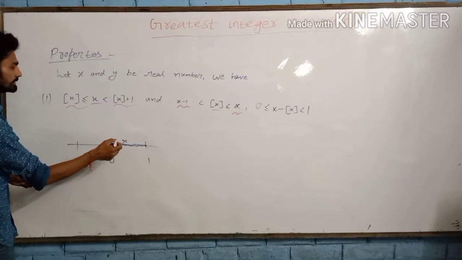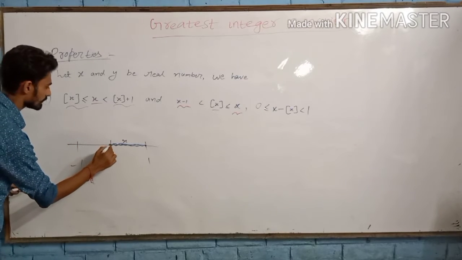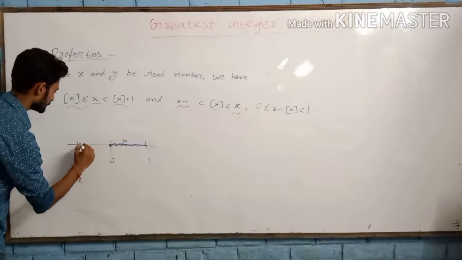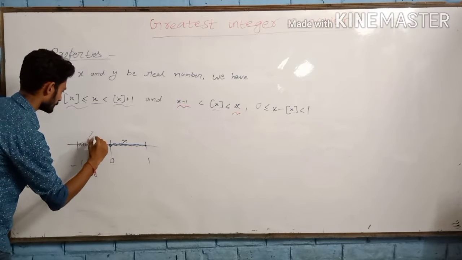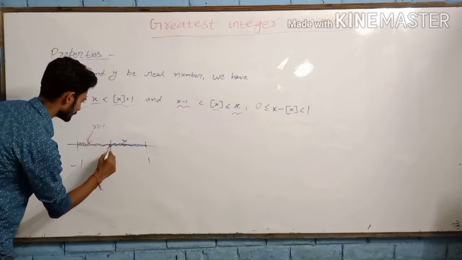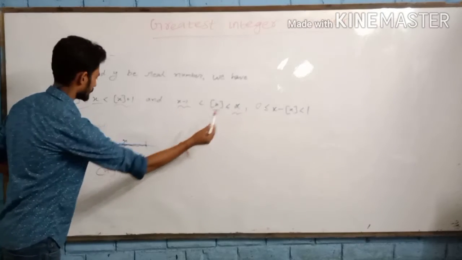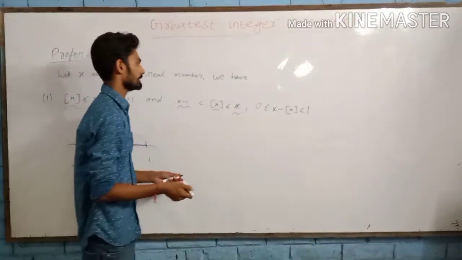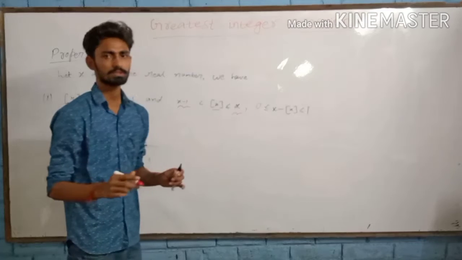And another one is box x, which is greater than or equal to x minus 1 and less than or equal to x. Here we can see this is the range of x and this is the value of box x, and the range of x minus 1 is this. This is the range of x minus 1, and this is x, and the value of box x is this. So from here we can see that box x lies between x minus 1 and x, and another one is x minus box x lies between 0 and 1.